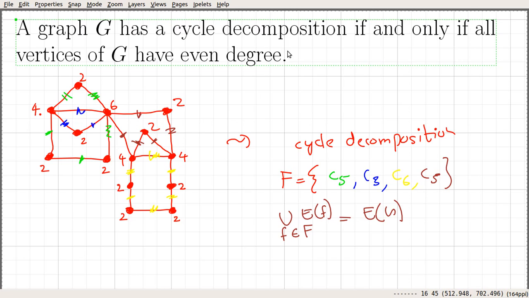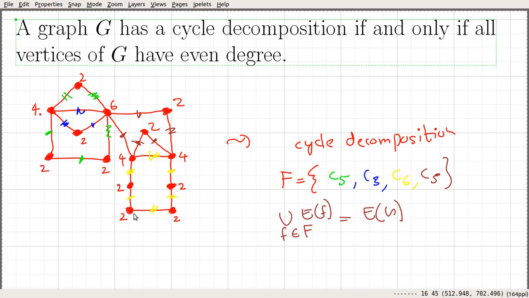So this statement says if it has a cycle decomposition, then all the vertices have even degree. In this case we saw the other way: all the vertices have even degree. Then definitely, if you believe in this statement, this graph has a cycle decomposition, and one such cycle decomposition looks something like this. You could have many different cycle decompositions, but at least one exists.